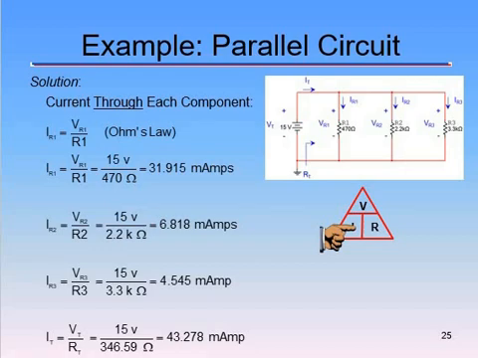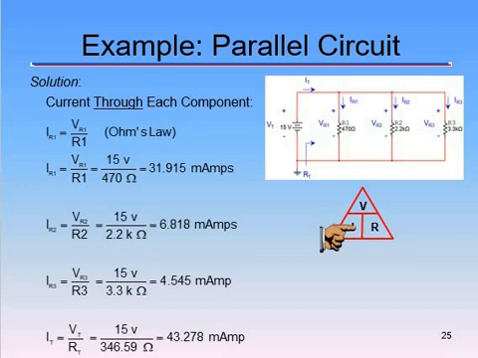Now we've calculated all 3 branch currents. If you had a 4th resistor on there, you would have to find that 4th current. So however many resistors are in parallel, that's how many different currents you have to find. So in this case, we have to use Kirchhoff's current law. Okay, we're going to check all those out. We're going to add the 31.915 milliamps plus 6.818 milliamps plus 4.545 milliamps, and we need to see if that equals what the total current is.